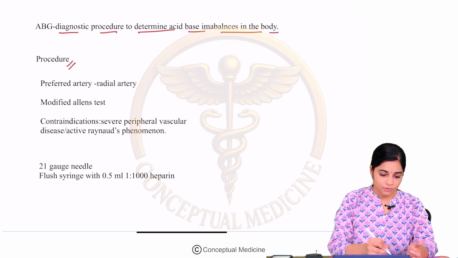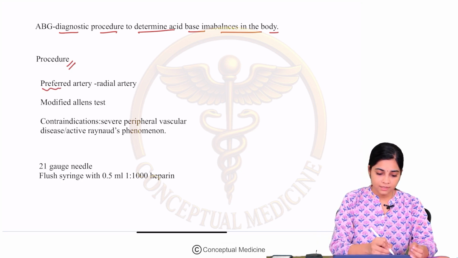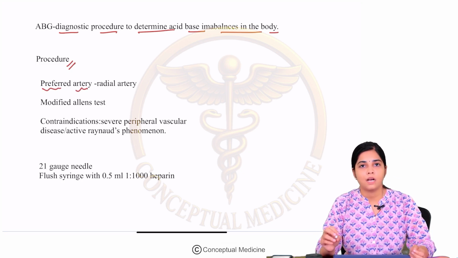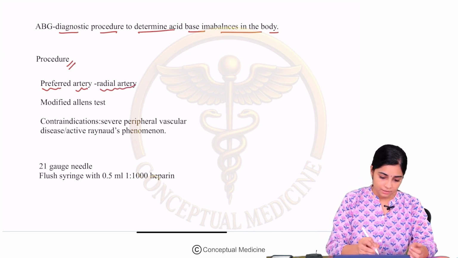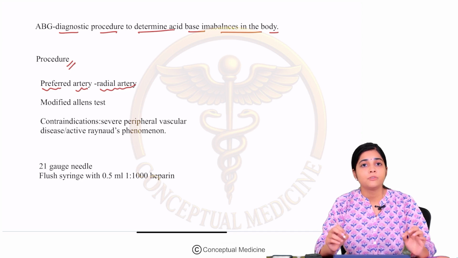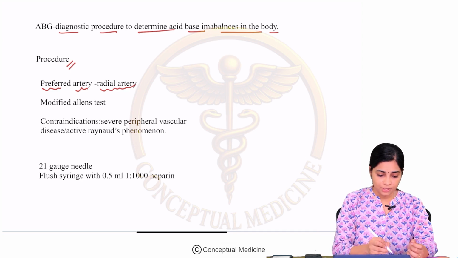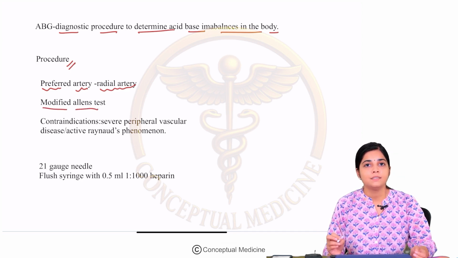So what is the procedure of this ABG? What do you do when you do an ABG? Basically you take a blood sample from the artery, and the preferred artery is your radial artery. Now before you puncture the radial artery and take a blood sample for an ABG analysis, you have to do something called the modified Allen's test.